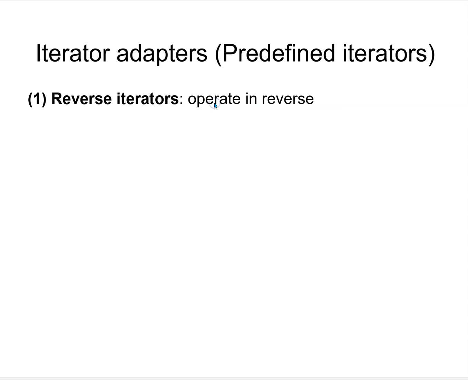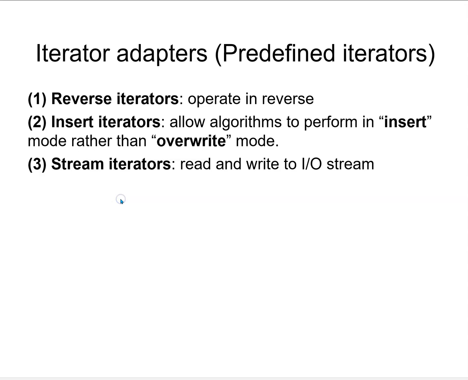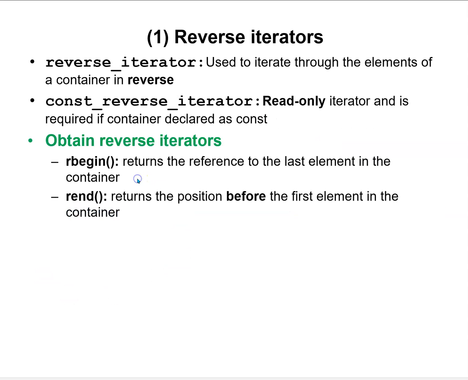So there are predefined iterators. There's a reverse iterator, which operates in reverse. Insert iterators allow algorithms to perform insert mode rather than overwrite mode. Stream iterators read and write to I/O streams. And here's some details on more.